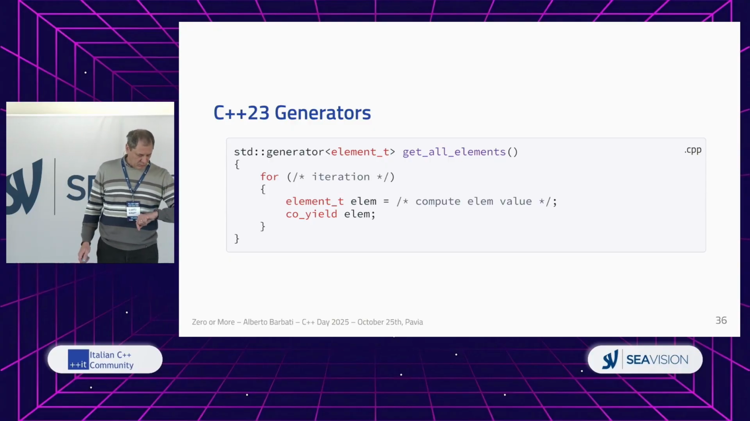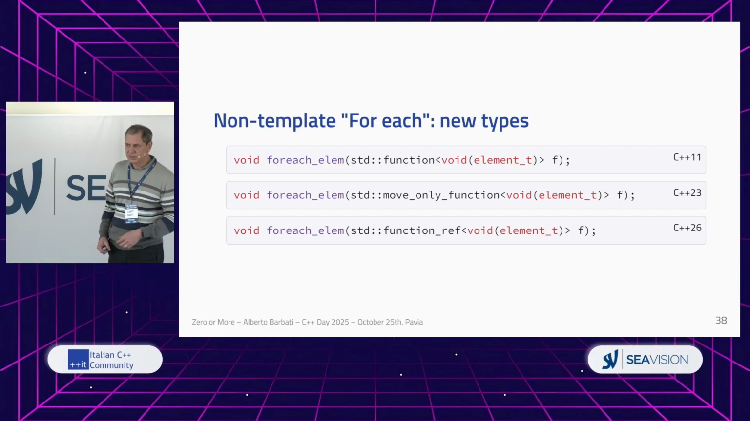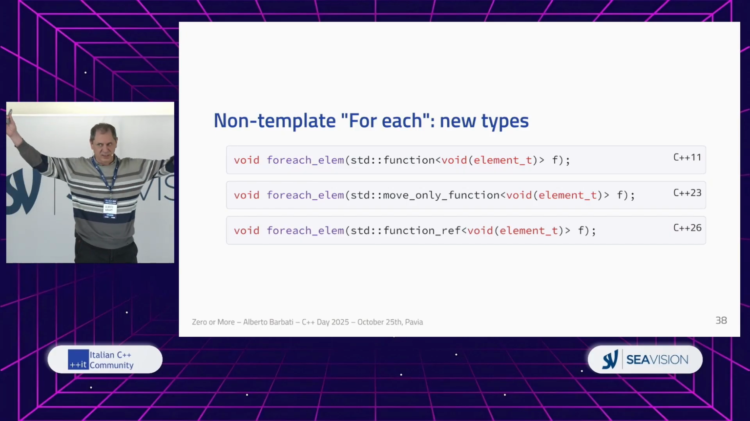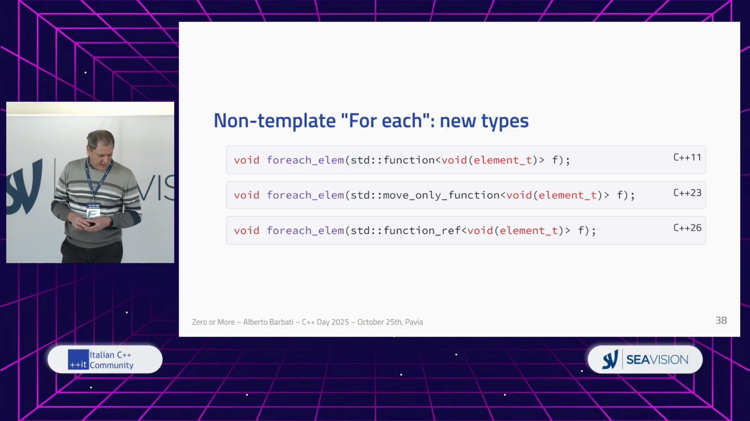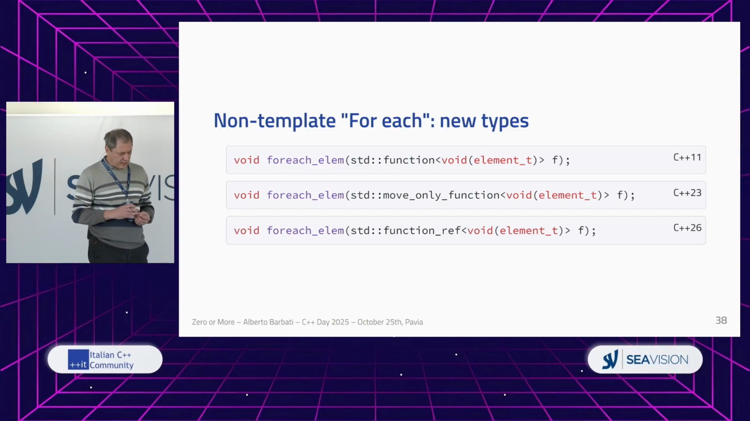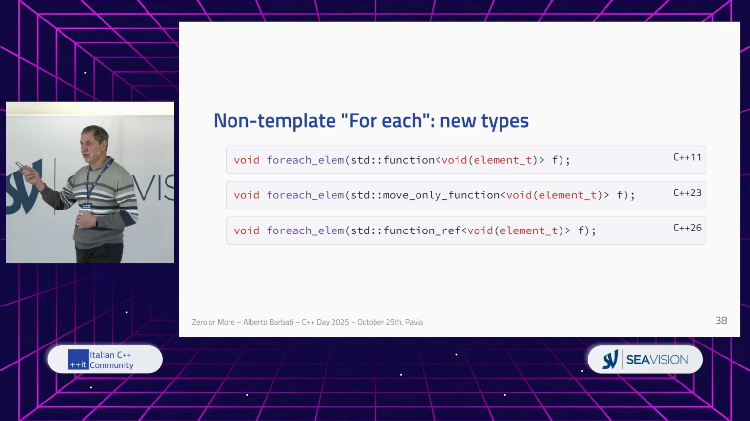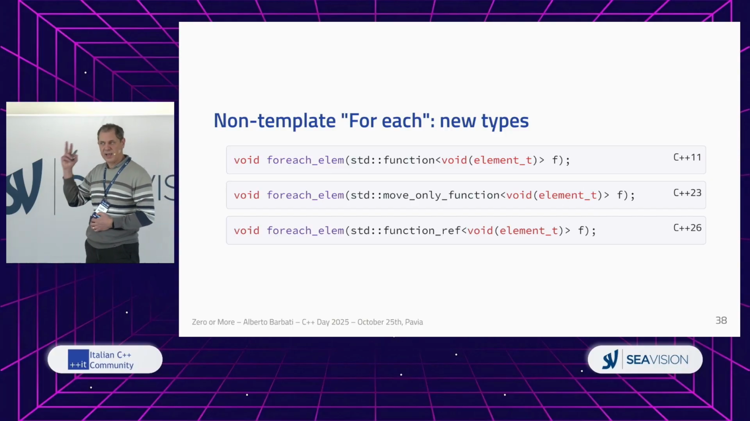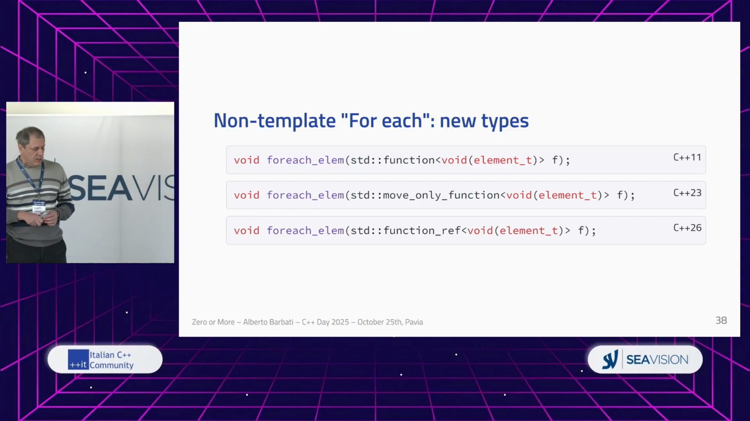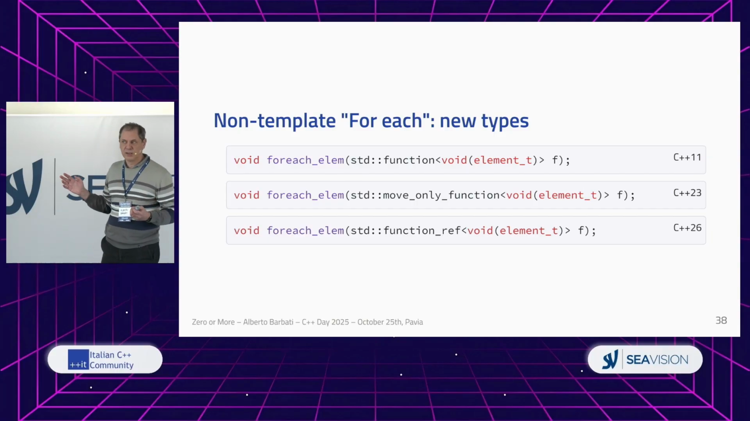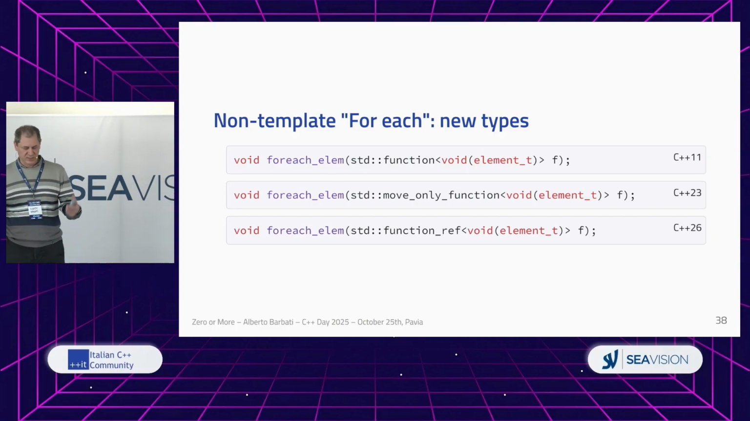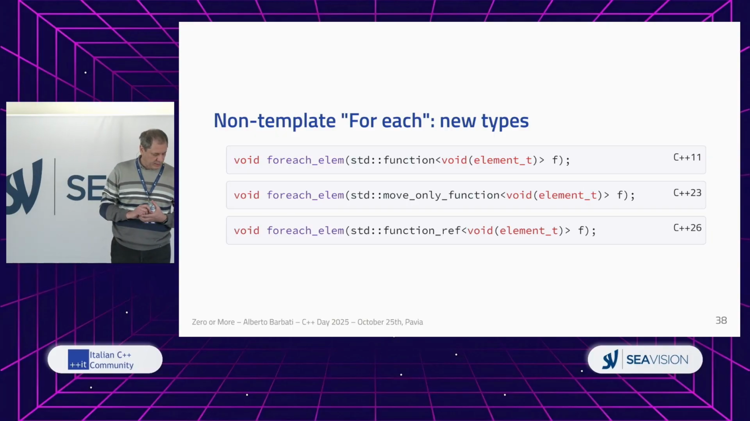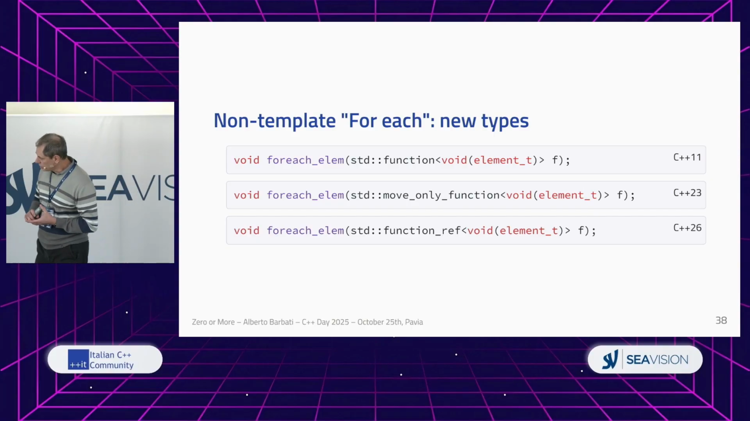Okay, so I have one last slide that brings us from C++23 even to C++26, even if it is not standardized yet. And that is the std::function, the non-template for each. We have two new types that can help with this approach. The approach is basically the same: you just pass the function object to the functions. What does it change?